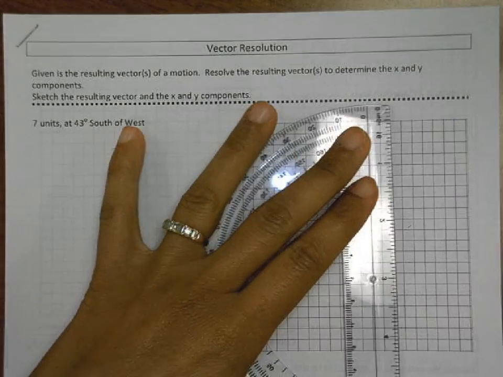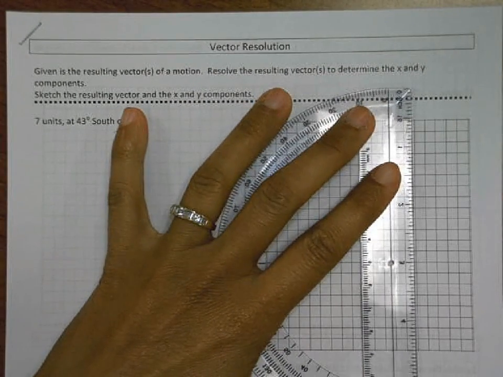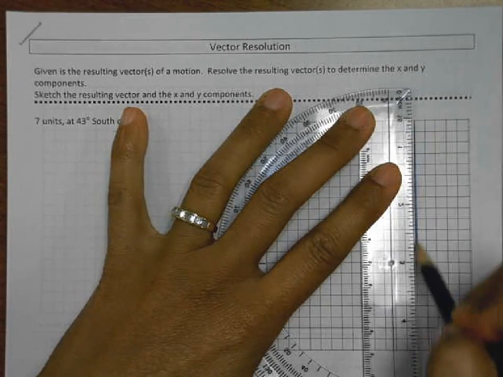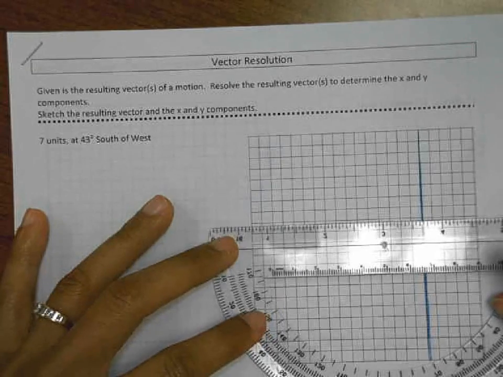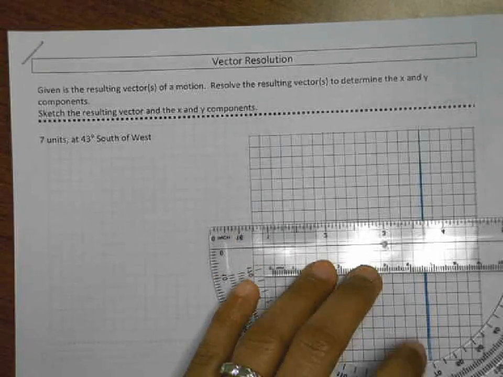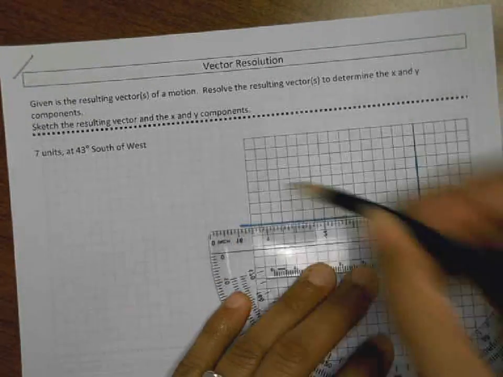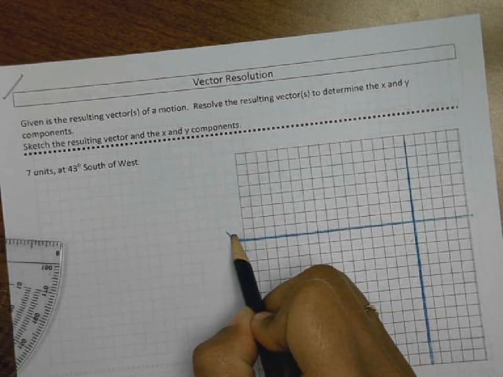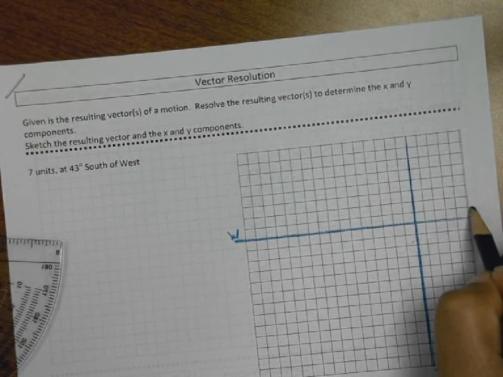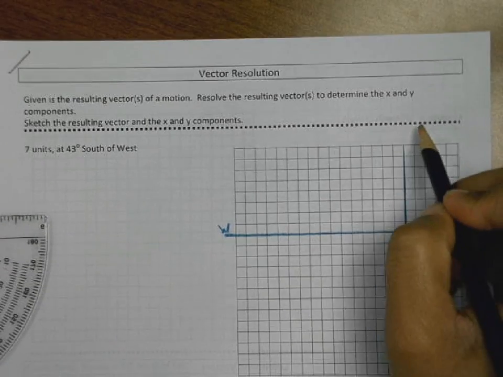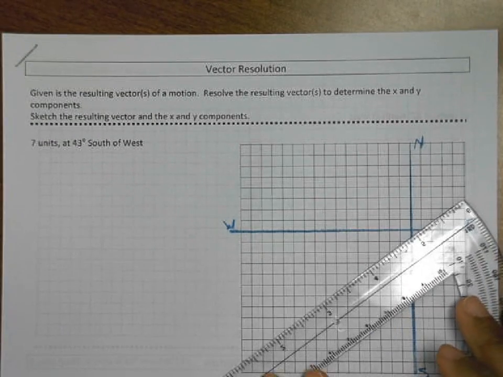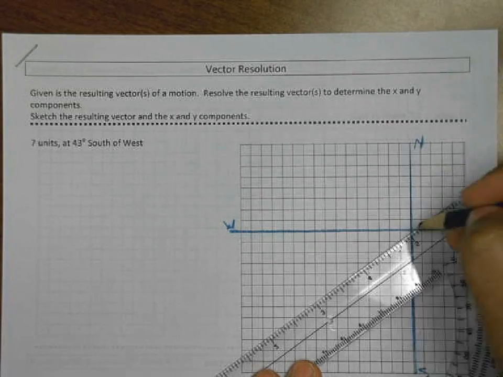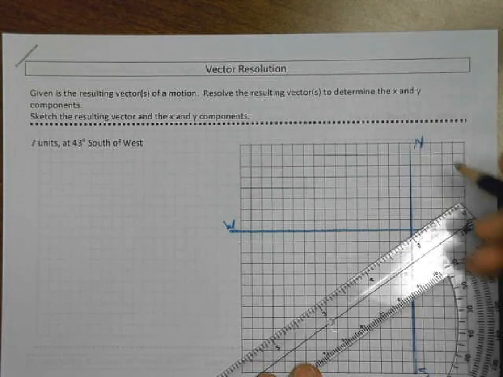Well, I'm going to first give a visual, then I'm going to take the visual away. So I'm going to put a coordinate system. And I know I'm south of west in that third quadrant, so I want to make sure at least that third quadrant is on this grid. So this is west, this is south, this is east, and this is north. And I'm 43 degrees south of west, so I'm somewhere down in here.